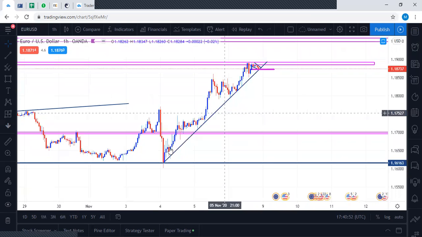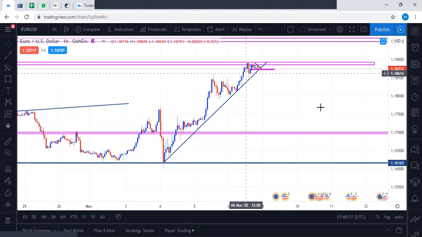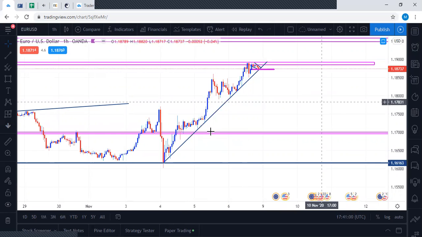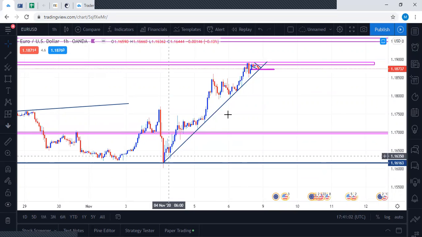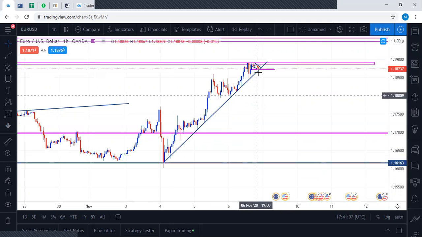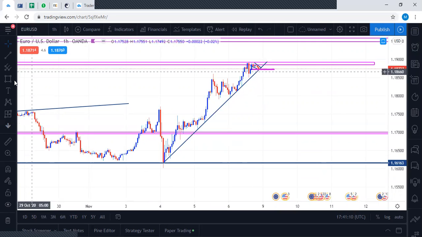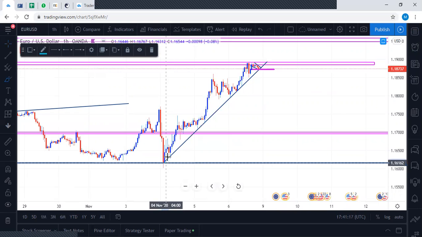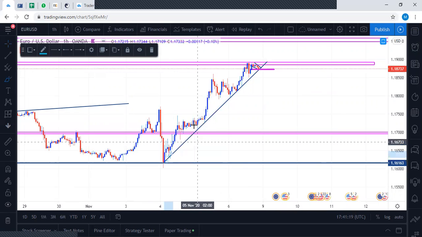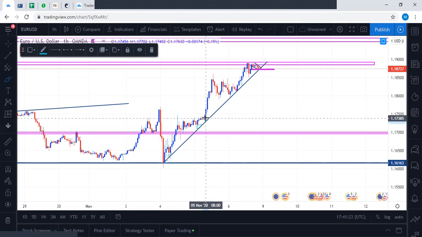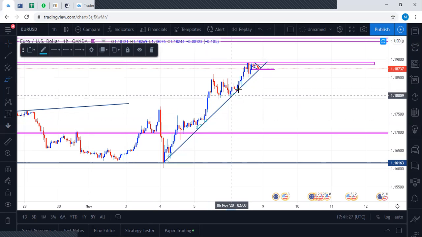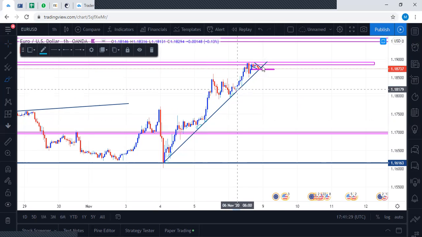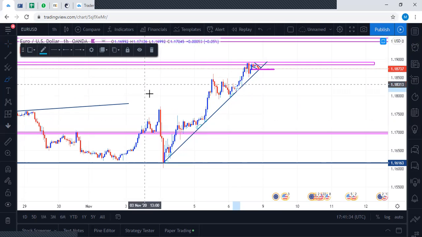On the 1 hour, you can see this is the trend line here. Price has been respecting this trend line: first touch, second touch, third touch, fourth touch, fifth touch, and this is the seventh touch. If we account for every single touch, you can see this is the seventh touch. However price reacts here is going to tell us where the market is going to go next.